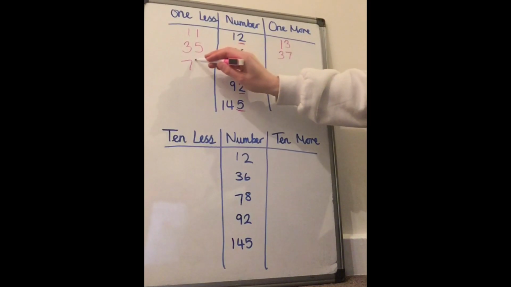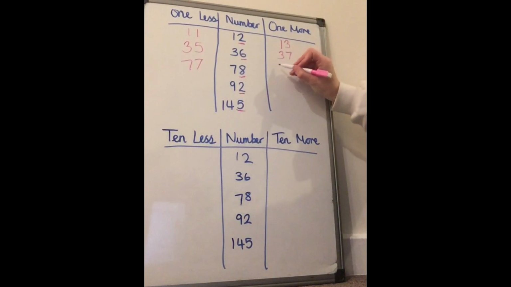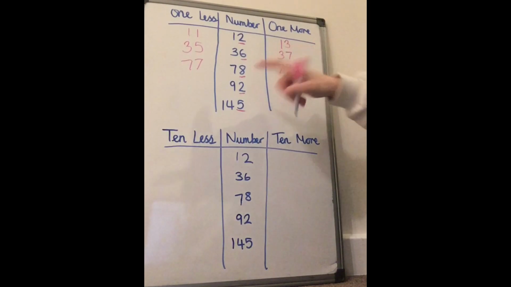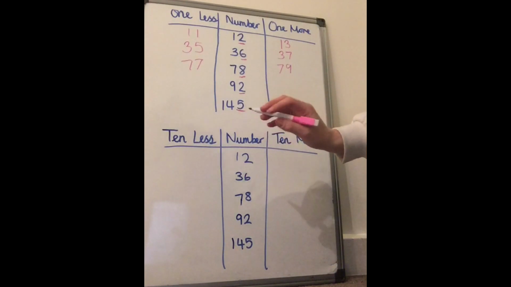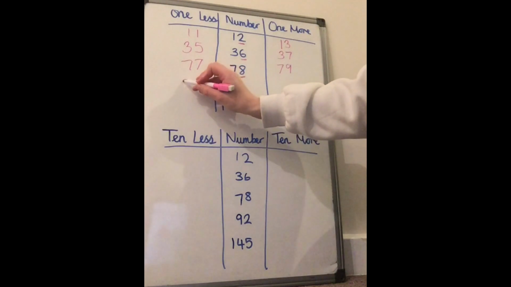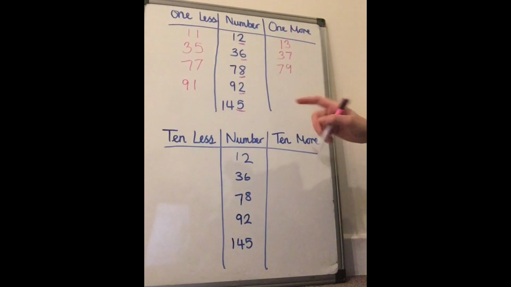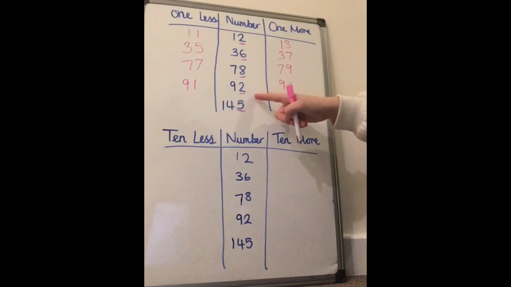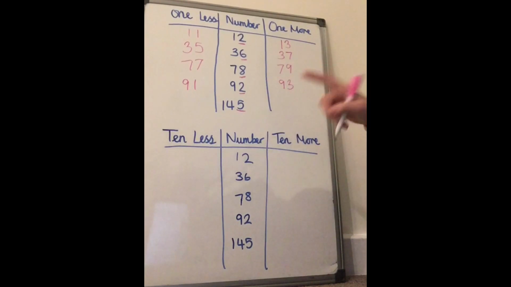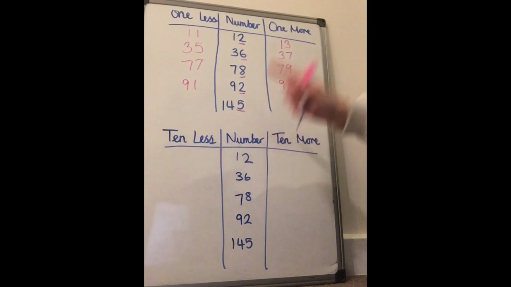This one, 7 10s stay the same. 8 take away 1 is 7. And over here, our 7 10s stay the same. 8 add 1 is 9. 77, 78, 79. Now I've got 92. My 9 10s stay the same. 2 take away 1 is 1. So we've now got 91 over here. On this side, 9 10s, and then we're going to add 1. 2 add 1 is 3. 91, 92, 93.